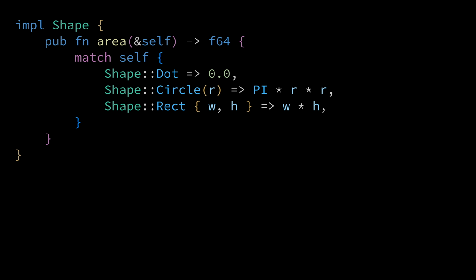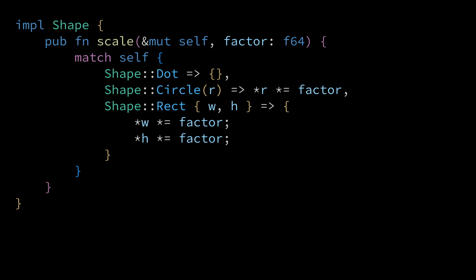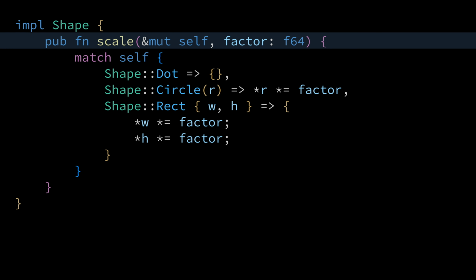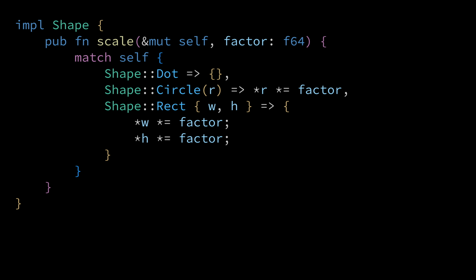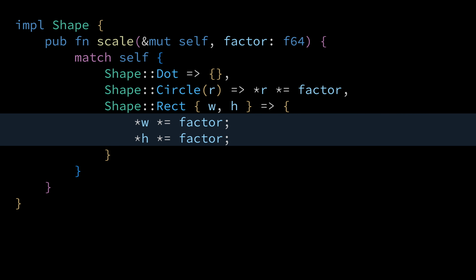And yes, we're matching on self, which is a shared reference, so r, w, and h are shared references to f64s. Here's another method that mutates the fields in place. It takes &mut self, so now we're matching on a mutable reference, and r, w, and h are mutable references to f64s. When I say *r *= factor, I'm dereferencing r to get at the f64 and multiplying it by factor. Same thing for w and h. So this scales the dimensions of the circle or the rect by factor in place.